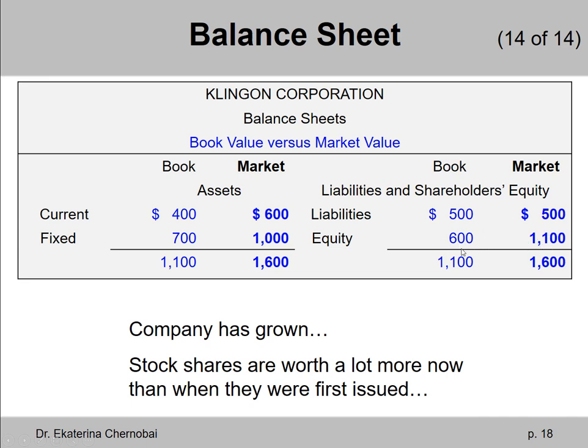600 reflects the historical value of all shares when they were sold for the first time. The market value is how much they're worth today, right? So since these shares of stock were originally issued, the company has improved significantly from the financial point of view. So it has become a lot more profitable, right?